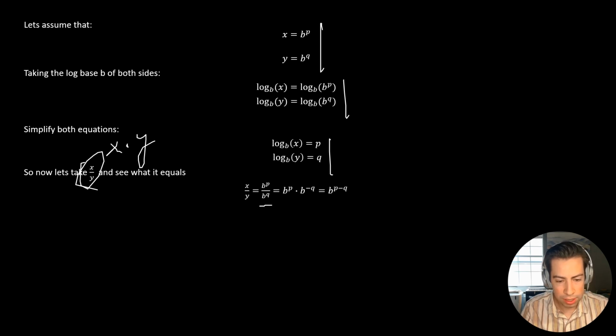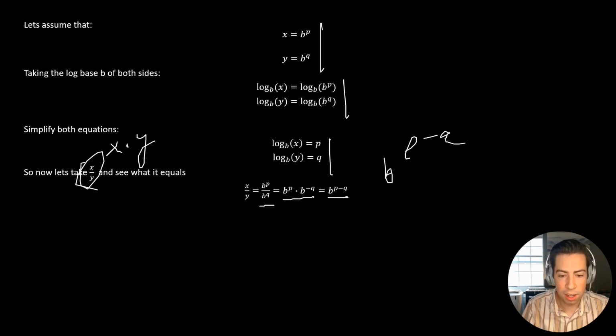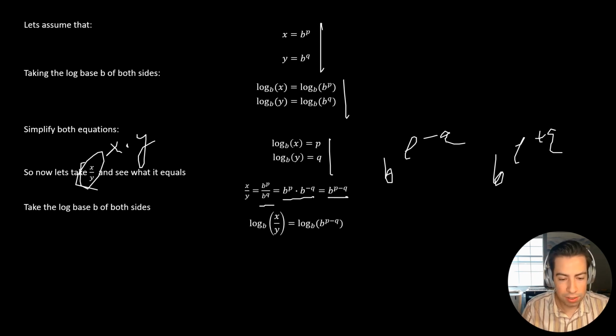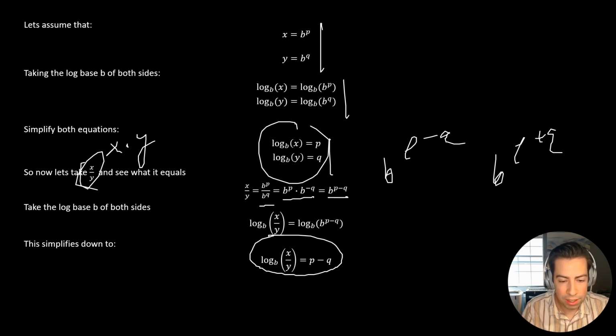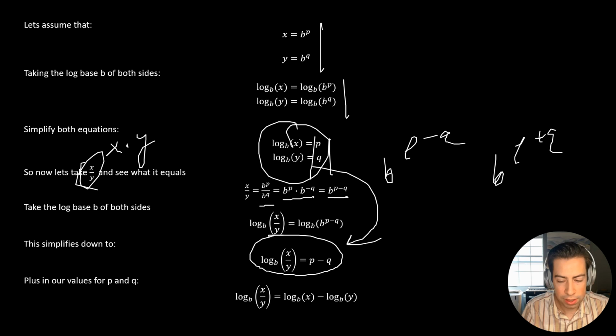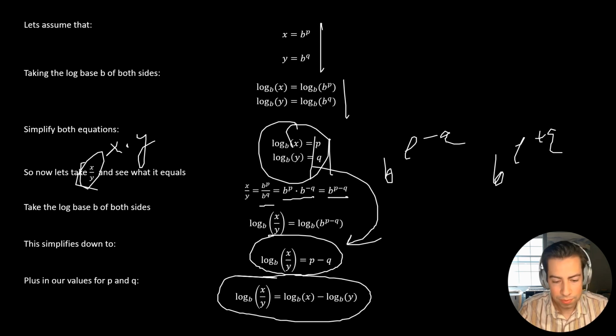So now I'm going to substitute in these values, and then I'm going to simplify them, and I'm going to get b to the p minus q instead of b to the p plus q, all right? So now, guys, whenever I take the logarithm of both sides, it's going to simplify down to p minus q. And now if I plug in my values for p and q, right there, then I'm going to get this value right here, okay? So hopefully that makes sense as to why that's the case.